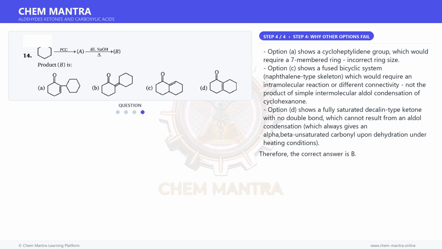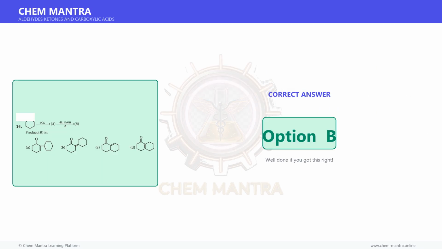Option D shows a fully saturated decalin-type ketone with no double bond, which cannot result from an aldol condensation, which always gives an alpha-beta-unsaturated carbonyl upon dehydration under heating conditions. Therefore, the correct answer is option B.